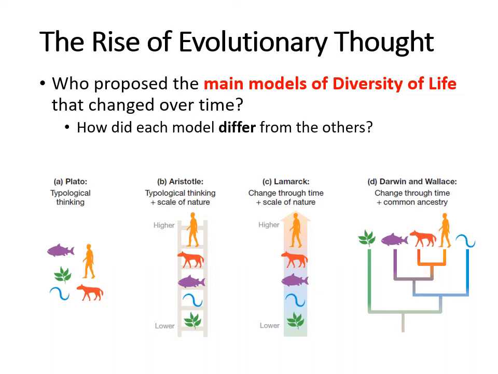But I want you to be very comfortable with these four main models. Know the people's names, know what their main theory was, and how it differed from each one. So remember I said Aristotle, well now you suddenly have the scale of nature included, low to high organisms. Lamarck, well now you have species changing. So what did each one of them do?